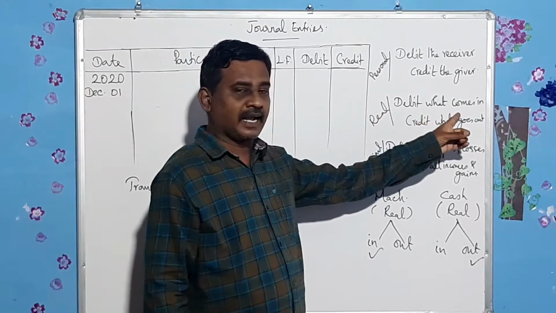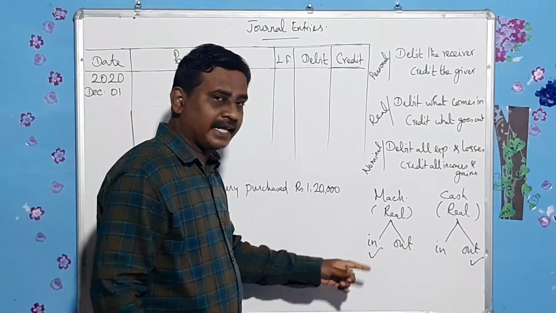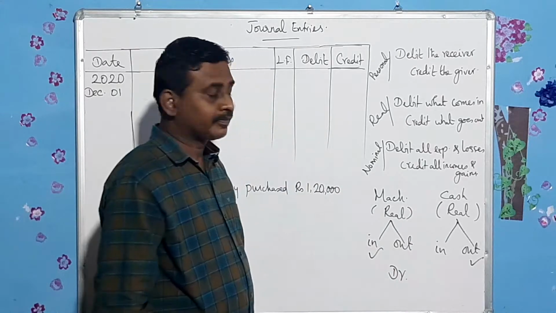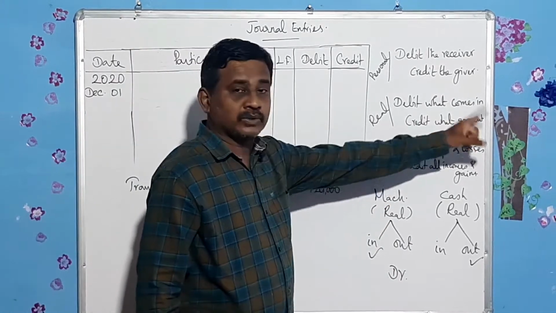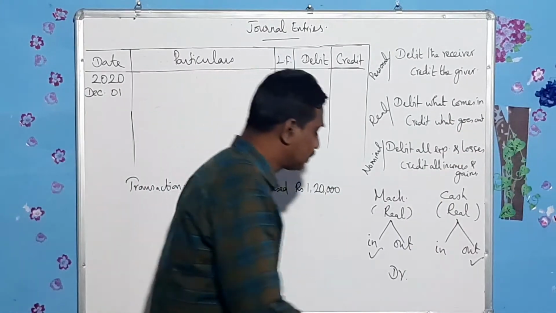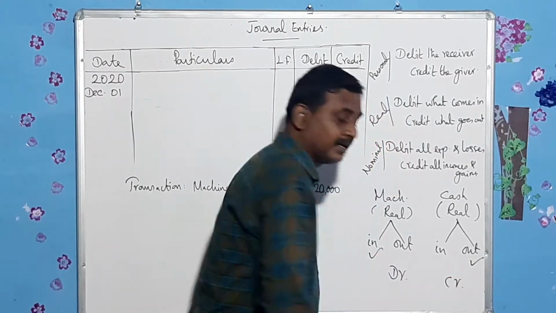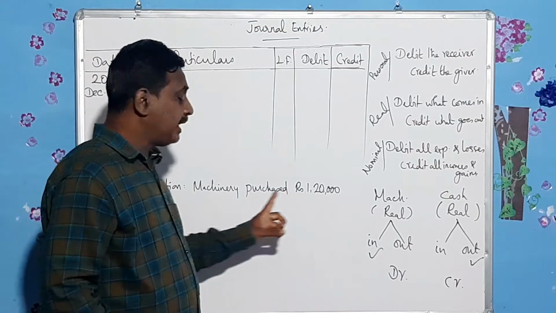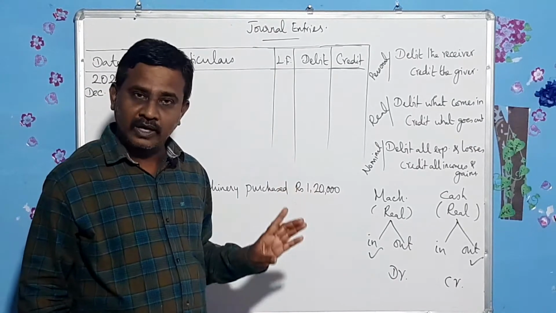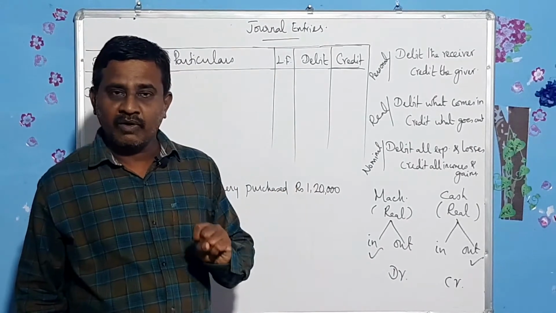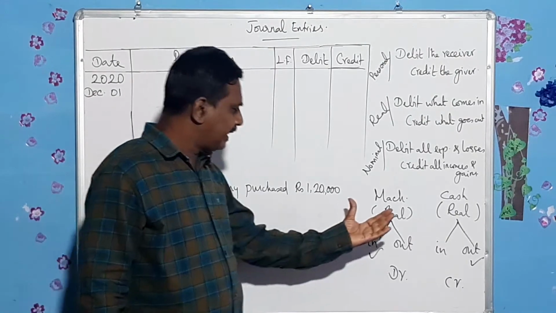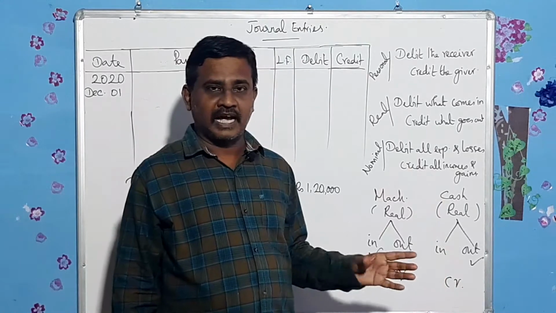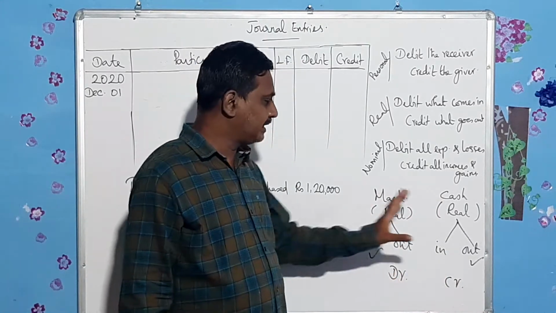Debit what comes in. Here machinery comes in. So this account should be debited. And credit what goes out. Cash goes out. So this account should be credited. Have you got it? First, you have to understand the meaning of the transaction, and then you have to pick up the accounts involved in that transaction and write it separately. At the beginning, do like this. Afterwards, after knowing these things, you need not write these.